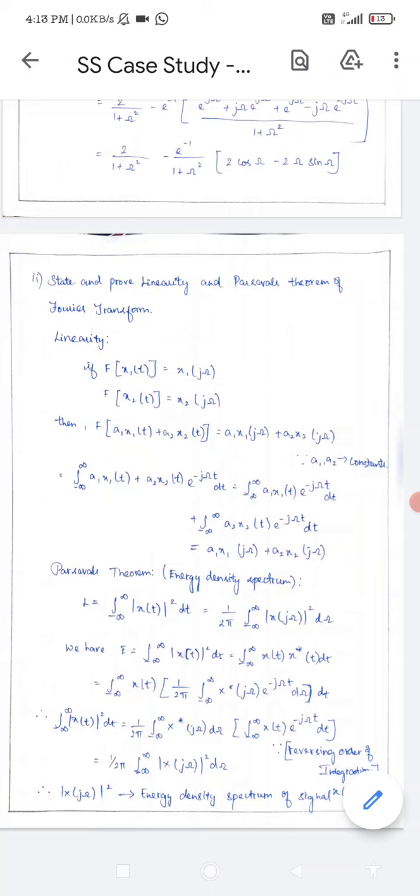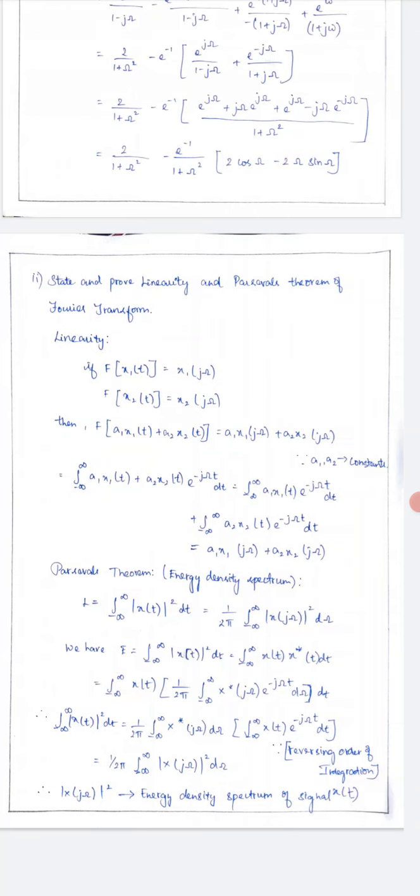Here |X(jω)|² defines the energy density spectrum of the signal x(t). So we have proved the linearity and Parseval's theorems of the Fourier transform. That's all about our case study.